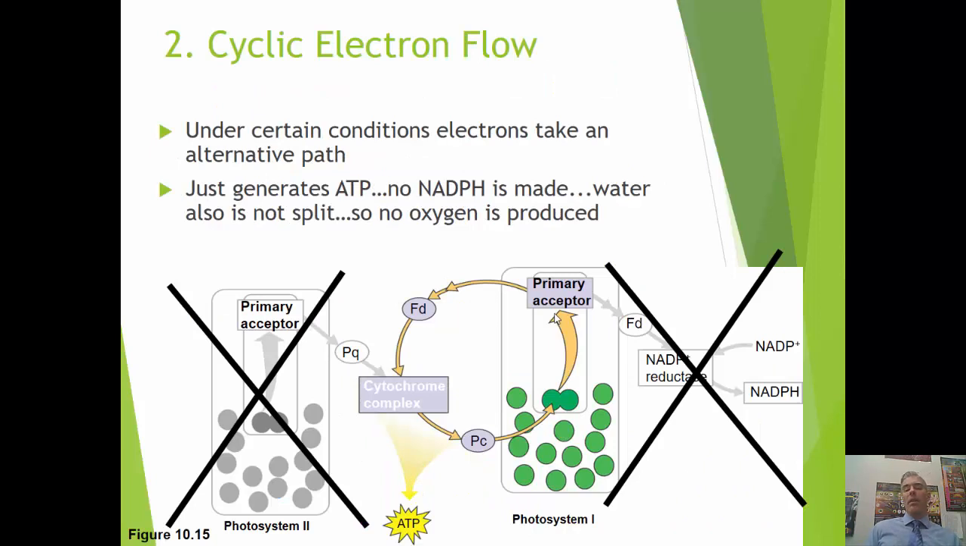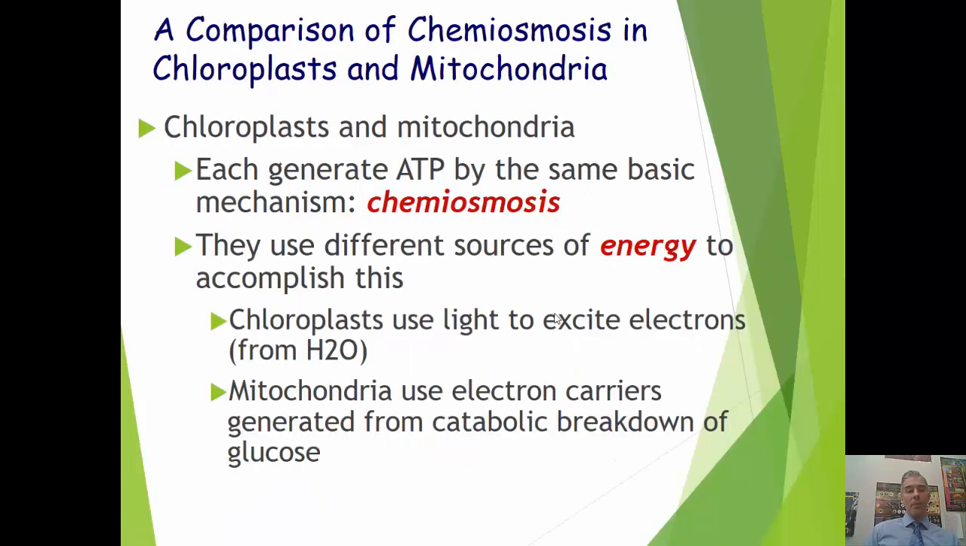Sometimes plants, if they have enough sugar, can do something called cyclic electron flow, where they kind of avoid photosystem 2, and they just keep exciting electrons in photosystem 1, but instead of putting them on NADPH, they put them back through the electron transport chain, pumping hydrogens across, generating ATP after ATP after ATP.